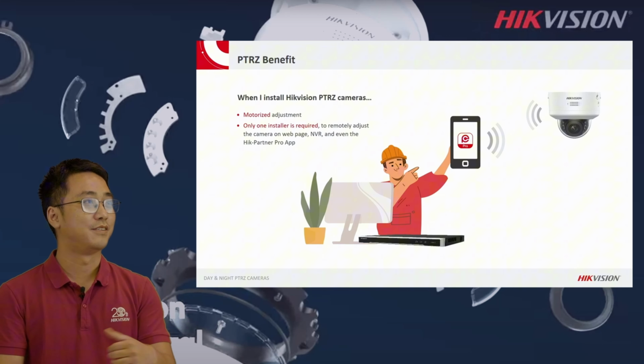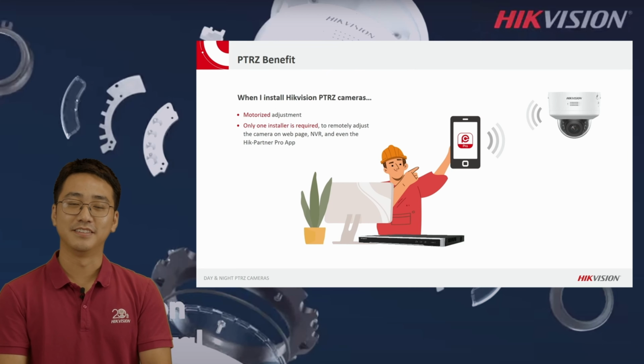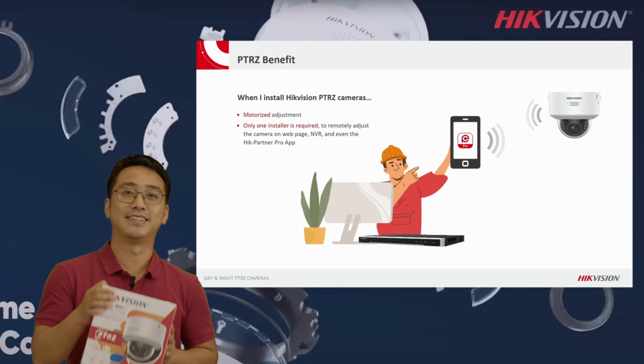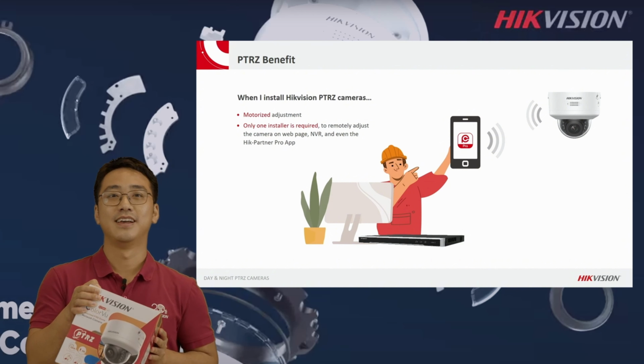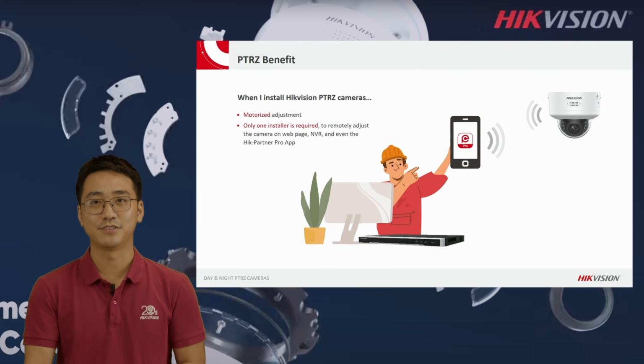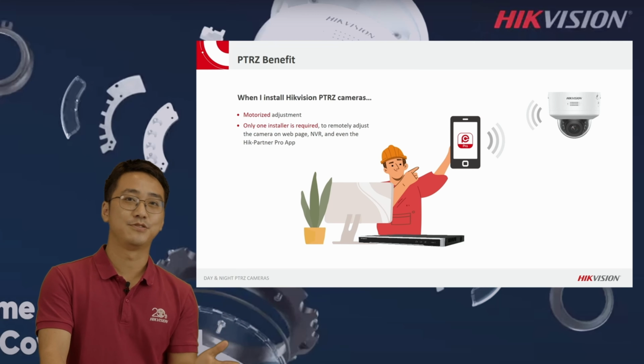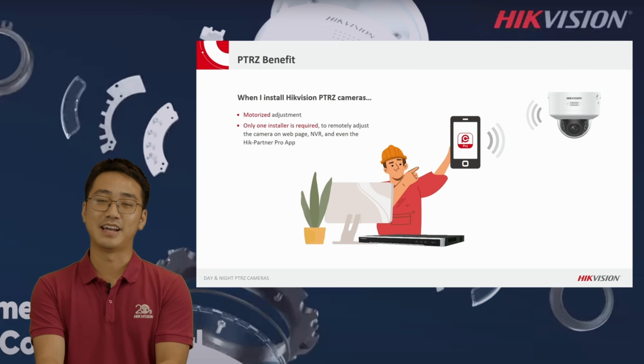Now let's go back to our first question. Why do we need the dome revolution on PTRZ? Because it has motorized adjustment and you can finish the installation alone very easily and remotely by the web page, NVR, and even the app.